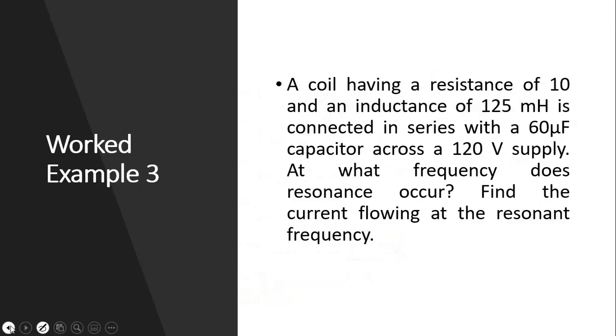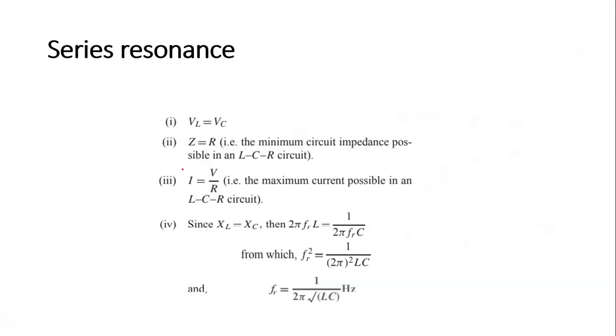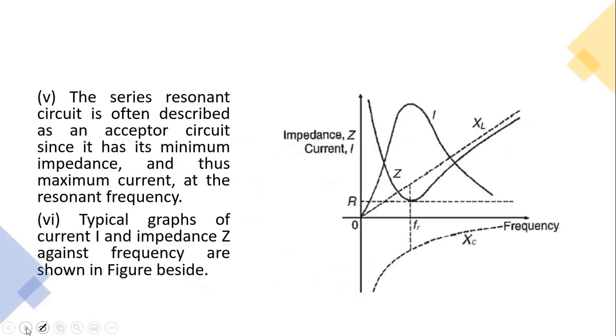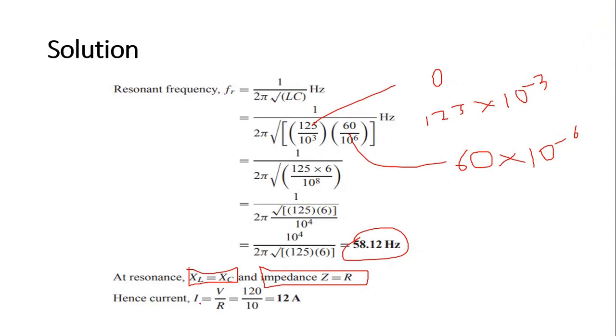If you remember, that's what we stated here, that our I is what? V over R. So that is the same formula we are going to use to find the current. So what is the value of our V? If you go to our question, you discover that our V is 120 volts. And what is our R from the question? Our R is 10 ohms. So if you divide 120 by 10, we are going to have 12 amps.